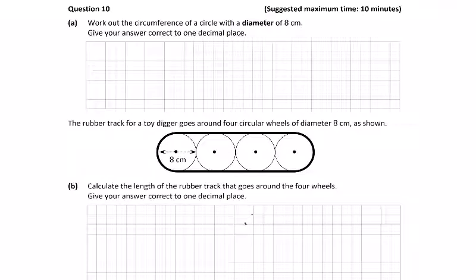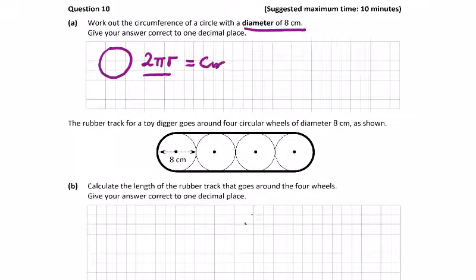In question 10, we have parts A, B, and C. A is worth 5, B and C are worth 10. And we're asked to work out the circumference of a circle, and we're told diameter. Circumference of a circle is the distance around the outside, 2 pi r. If you don't know the formula, you look it up in the tables, but this is circumference.